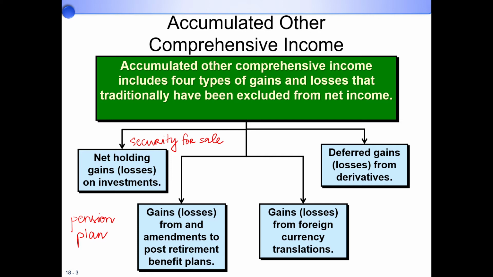The third one is foreign currency translation gains and losses, unrealized gains and losses. This is about international business. Nowadays many companies are doing international business.